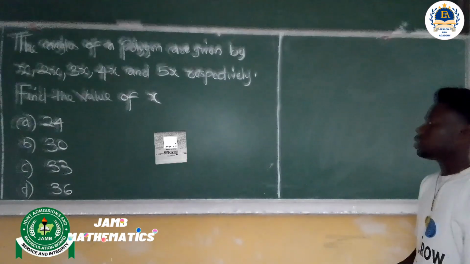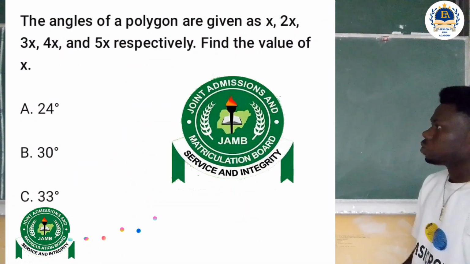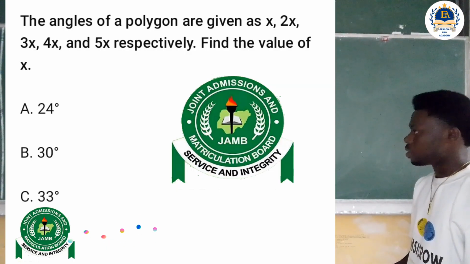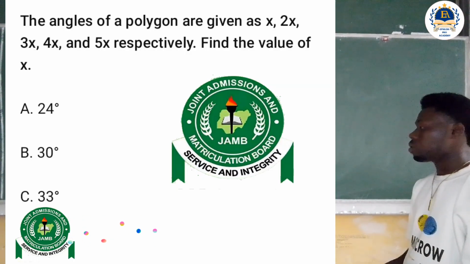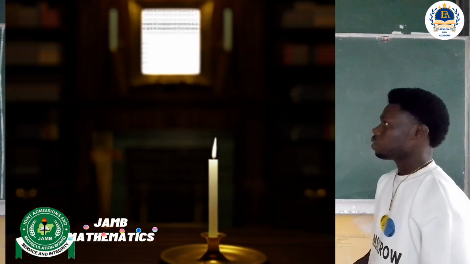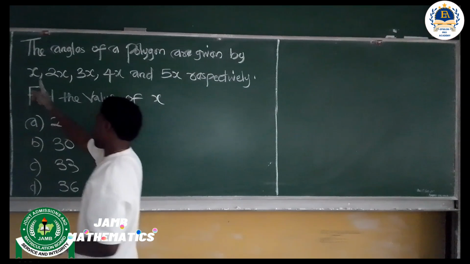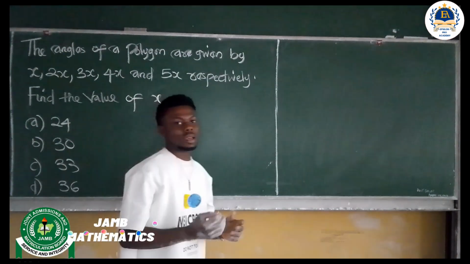The angles of a polygon are given by x, 2x, 3x, 4x, and 5x respectively. Find the value of x. Options are given below. In the question, there are 5 angles given: 1, 2, 3, 4, 5, which is called a pentagon.